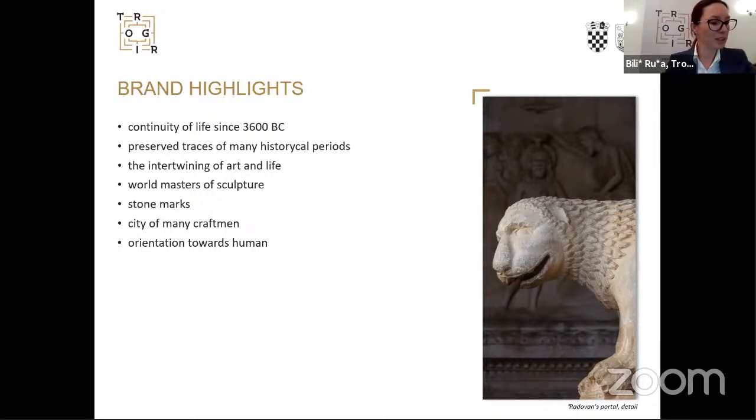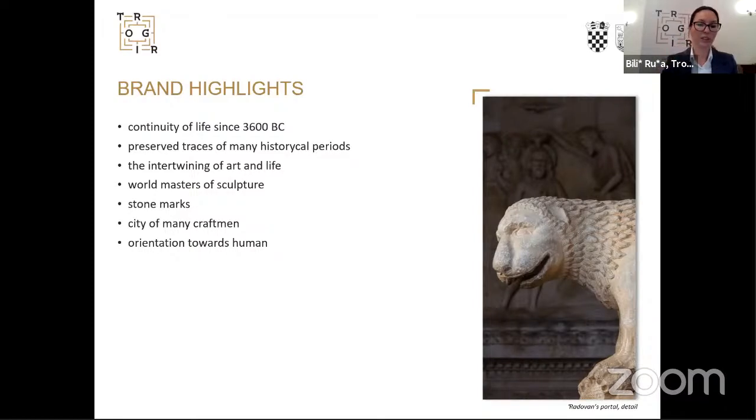So we wanted to emphasize the modern way of life in the city today. So the work of world sculptors in Trogir and traces of marks in stone that we found is something that distinguishes the city of Trogir from other Mediterranean destinations.